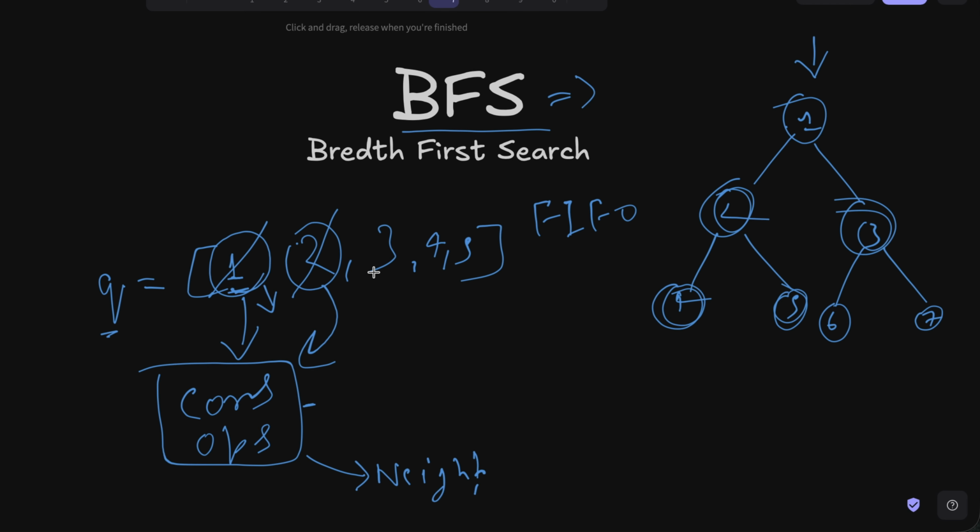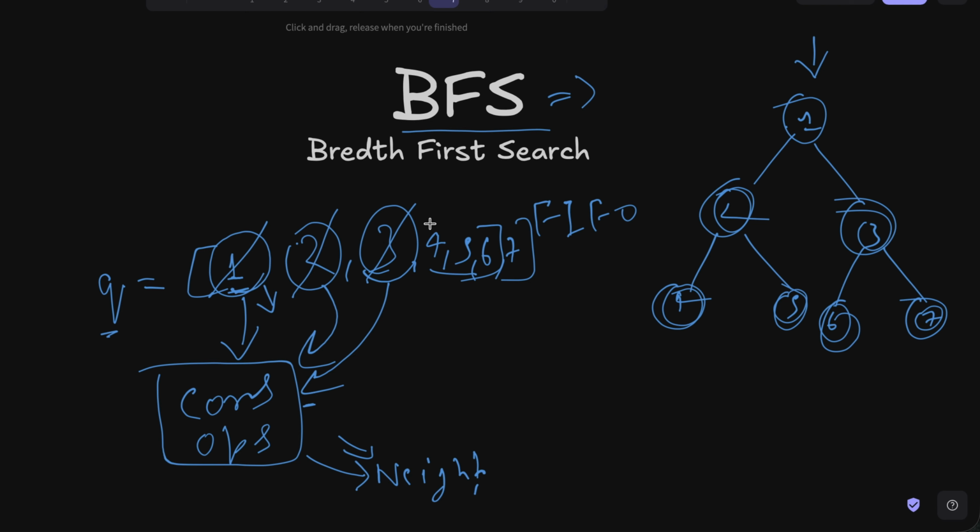Now I pop again. This time 3 will be popped because it was placed before 4 and 5. So 3 popped, we perform some operations on this 3, then we again use the rules provided in the question to find the neighbors, and then we place those neighbors, that is 6 and 7, inside of this queue. So 6 will be here and then we will have 7 here, and now the 3 is popped, so 3 no longer exists in the queue.